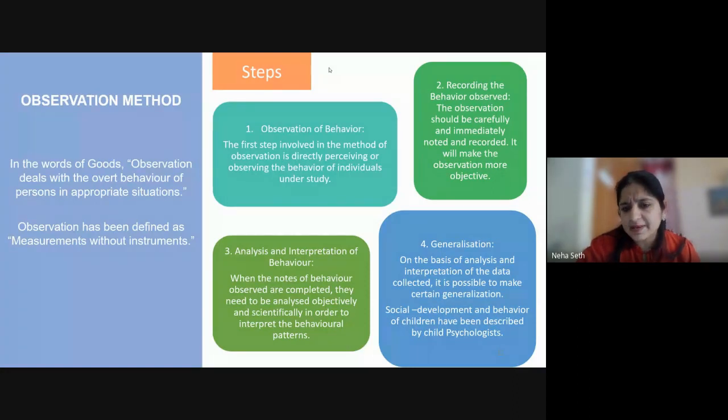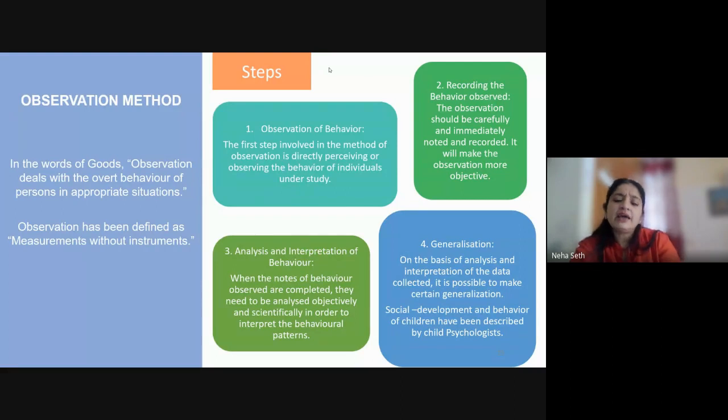Again, there are four steps. First is observation of behavior. In the very first step, we involve ourselves in this method by directly perceiving or observing the behavior of individuals who are under study. Now I'm considering my students the people under my study. So I'm observing their behavior and trying to perceive it. Second, I'm continuously recording this behavior. Whatever I have perceived or noticed, I will immediately note it down. Otherwise, sometimes I may forget it later.